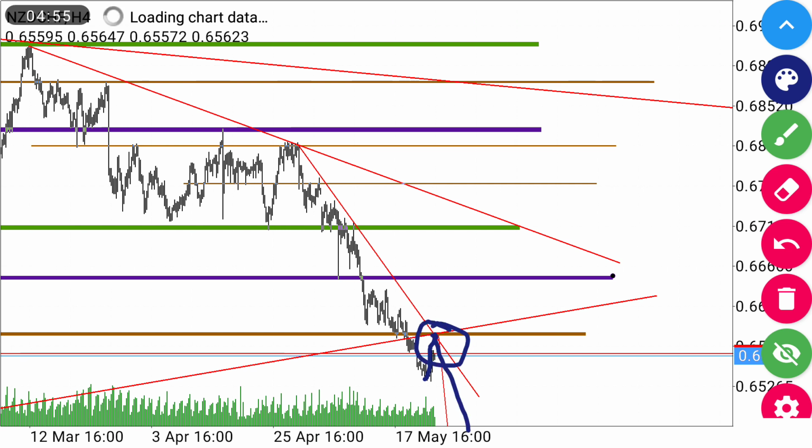This is NZD-CHF, and this is H4 time frame.